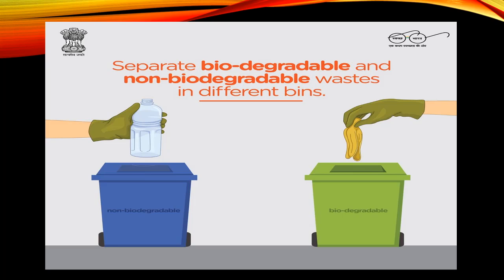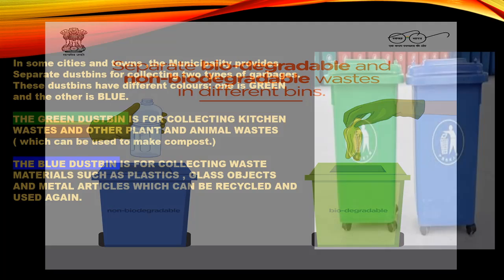Now the biodegradable and non-biodegradable waste has to be separated into separate bins. In the picture you can see the empty bottle is left in the separate bin, that is the blue colored bin, which is known as the non-biodegradable bin. That means the bin where non-biodegradable wastes are left. On the other hand, we can see the green colored bin where biodegradable waste has been discarded. In the picture you can see it is a banana peel. They can be thrown into the bin which contains biodegradable waste.